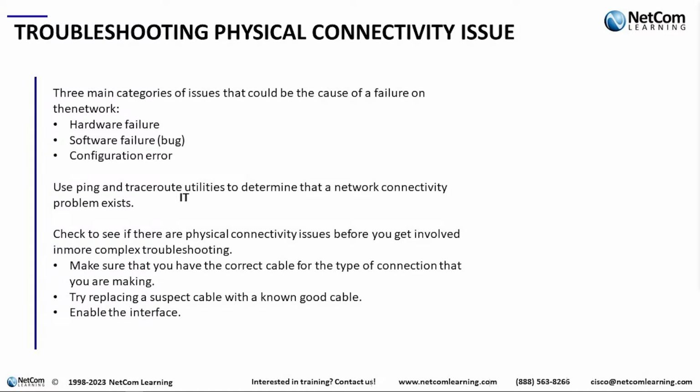There are three primary categories of failure in the network. It could be a hardware failure, software failure, or configuration failure. So we can utilize the utilities in our virtual toolbox like ping and traceroute to determine where exactly the problem may exist. And then we want to make sure that we have the correct cable. We can do the swap method to swap a potentially bad cable or suspect cable with a known good cable.